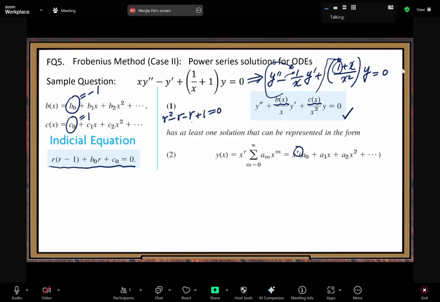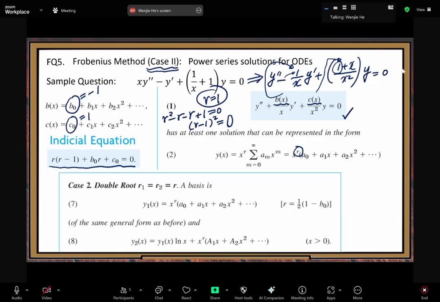Now you can see the solution is a double root, r equals 1. It's a double root. A double root corresponds to case 2. That's case 2. For case 2, let me take the case 2 result. So first we have the double root.